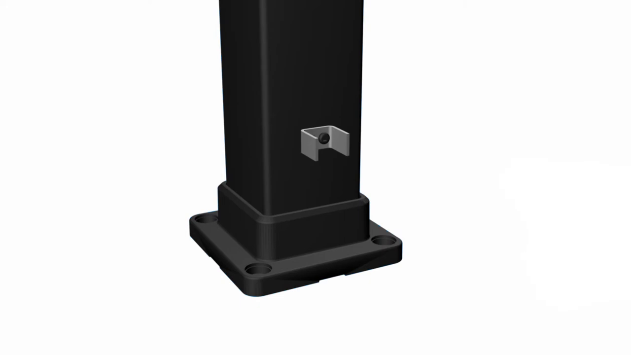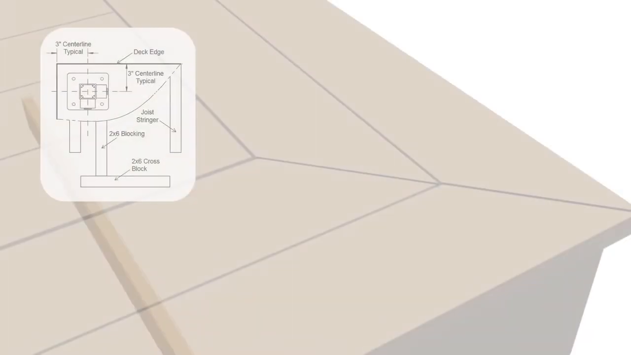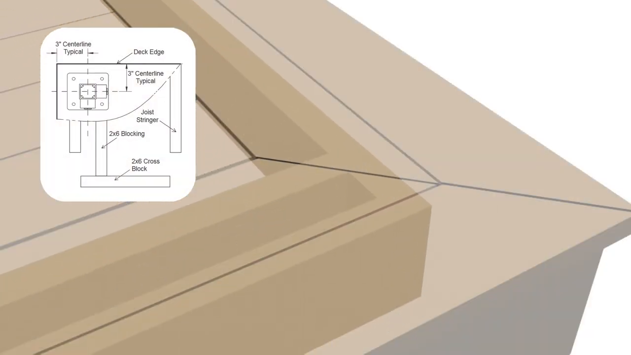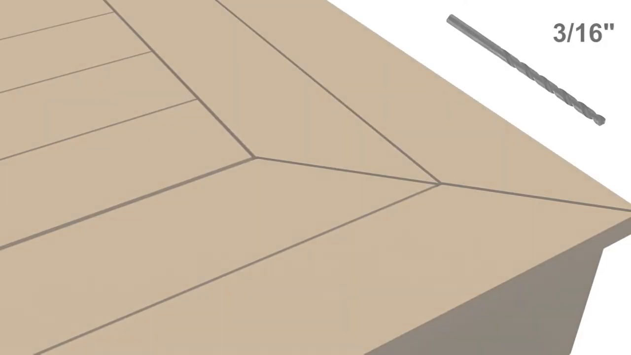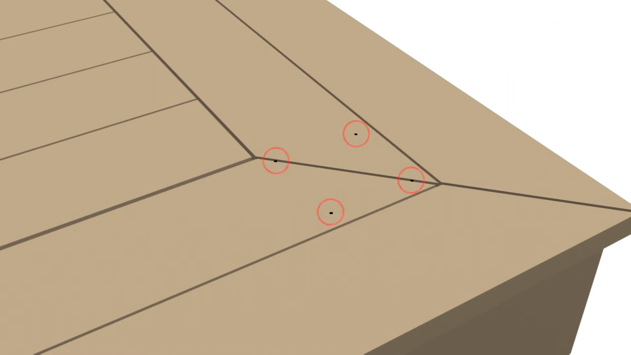Step 2. Secure posts to deck. Install proper post blocking under each screw location. Use proper post-to-surface mounting screws or anchors as indicated, not included in post kits. With 3/16 inch drill bit, pre-drill through deck boards and into blocking.